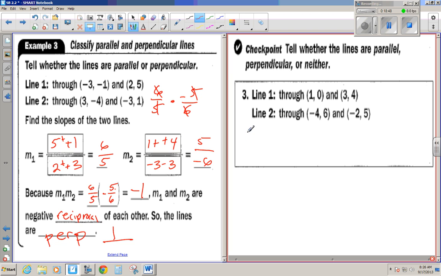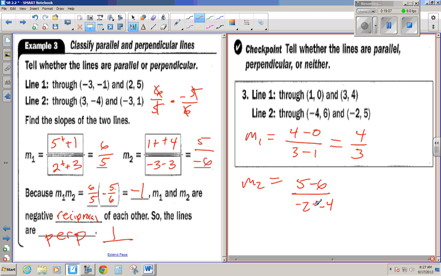Let's find the slope of line 1. That'd be 4 minus 0 over 3 minus 1. We have 4/3 as our M1 slope. M2 should be 5 minus 6 over negative 2 minus negative 4. That becomes negative 1 over 2. Are these opposite reciprocals? No. Are they the same? No. So you would say it is neither parallel nor perpendicular.